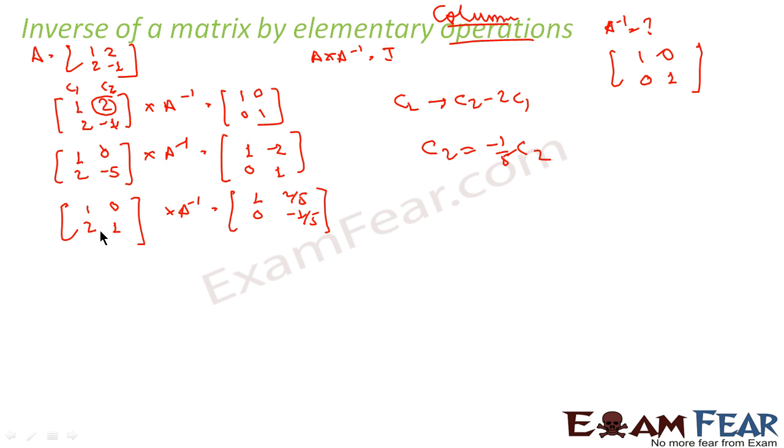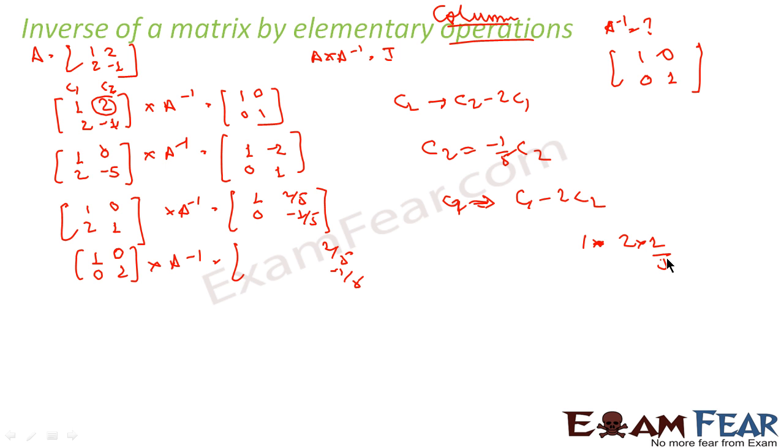Now this is done. Now the challenge is this guy. I have to make this 0. Making 0 is not difficult. I can say C1 is nothing but C1 minus 2C2. 1 still remains same, 2 becomes 0 here. So C1 is nothing but C1 minus 2C2. So this becomes 1 minus 2 into 0, is 1 minus 0 is 1. 2 minus 2 into 1, that is 2 minus 2, 0. This is same into A inverse is equal to, this guy will remain same. I'm not changing this. This guy will change. This becomes 1 minus 2 into 2 by 5. This is 1 minus 4 by 5.